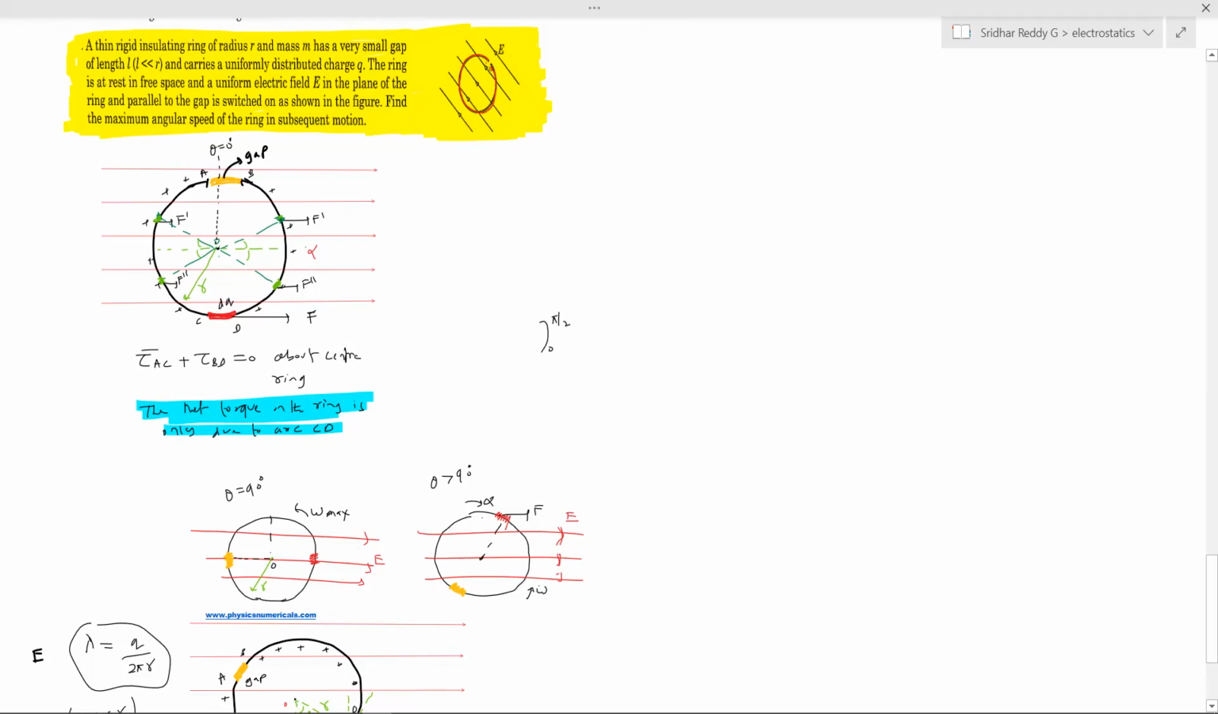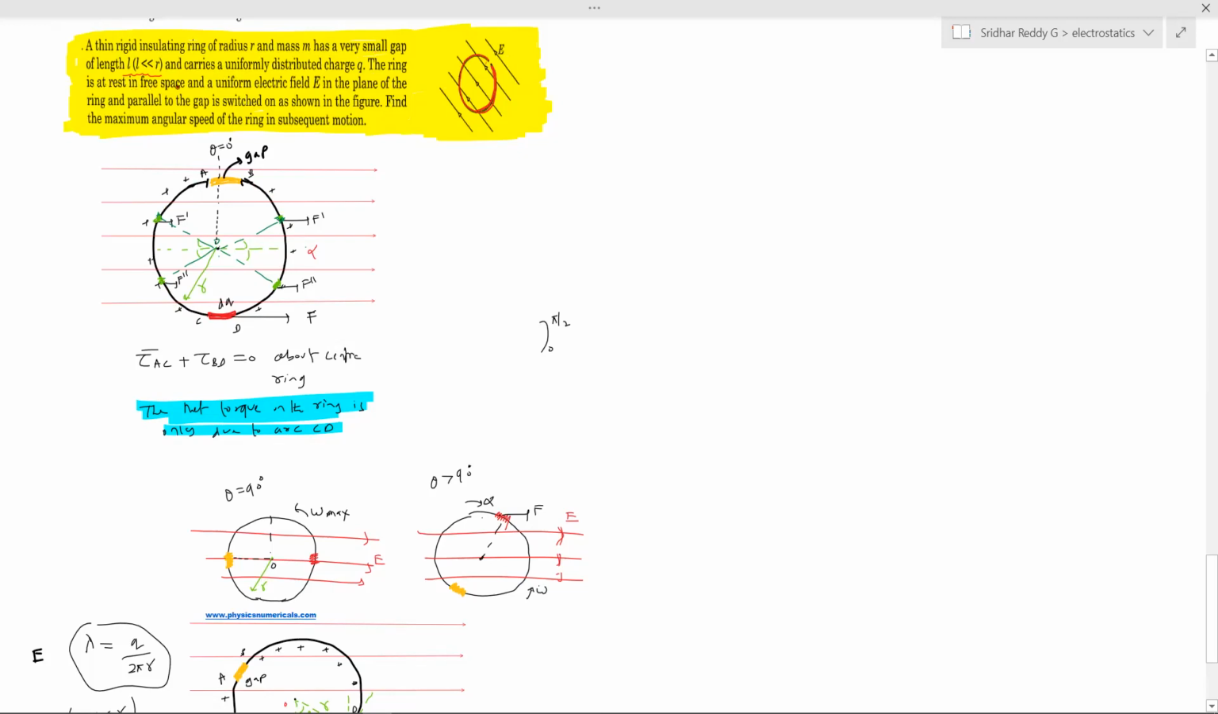This is the ring. The pink colored circle that you see is a ring. It has a very small gap. Are you looking at this? The dot where I'm pointing, a gap is there of length L, very much less than R, and it carries a uniformly distributed charge Q. It's a positive charge. You can see from here.